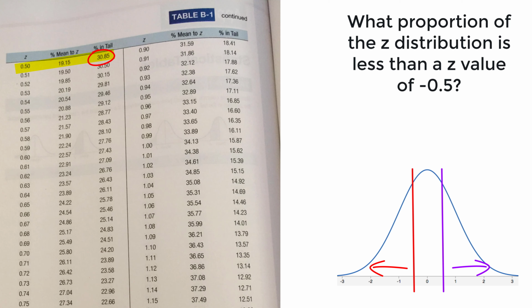Since the area above positive 0.5 is 30.85%, that means the area below a Z score of negative 0.5 is also 30.85%.